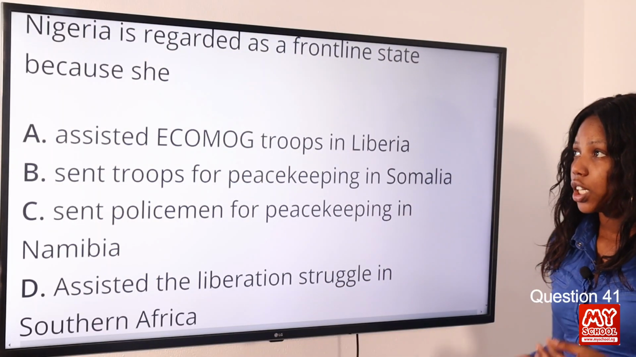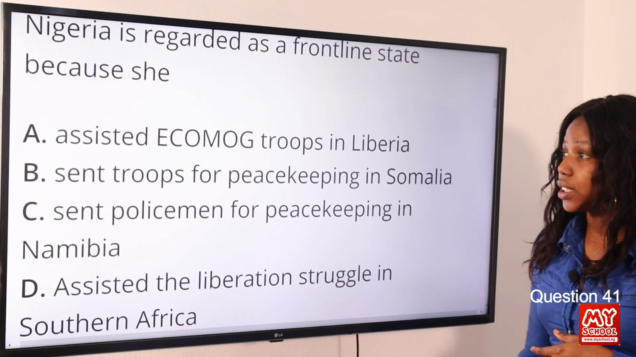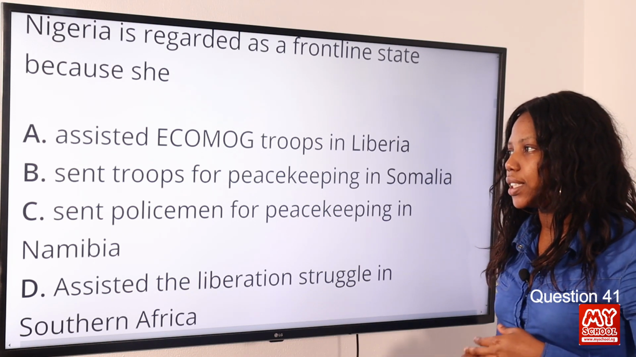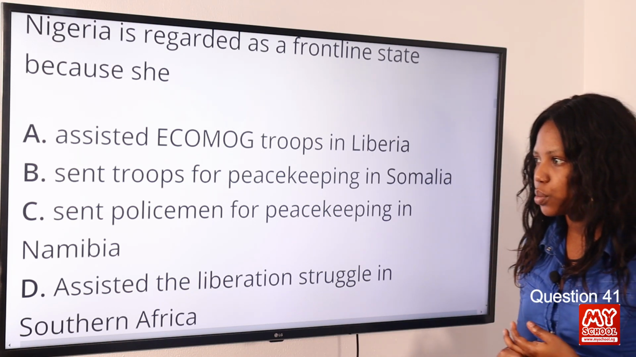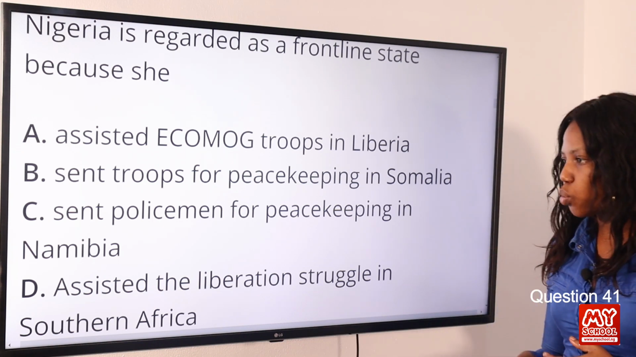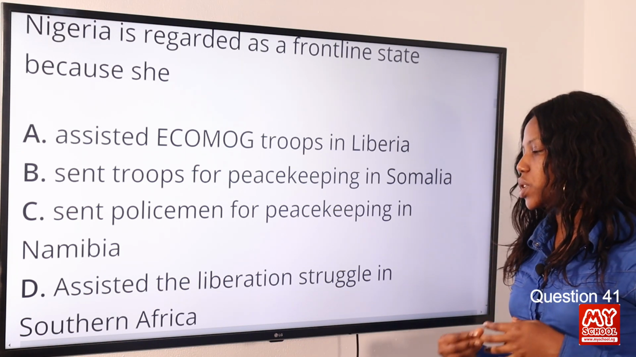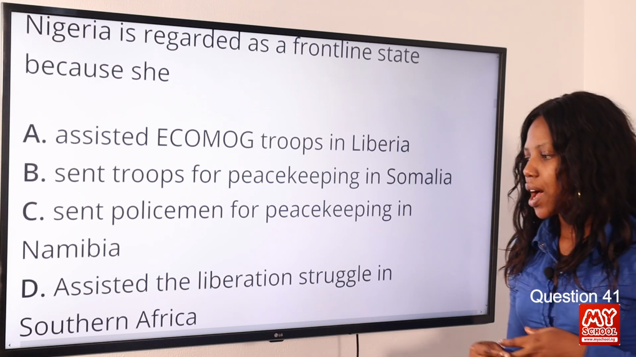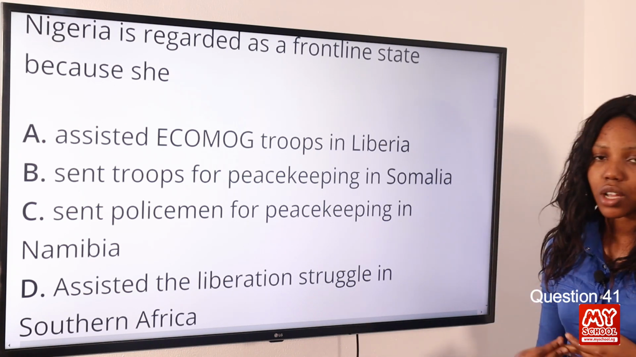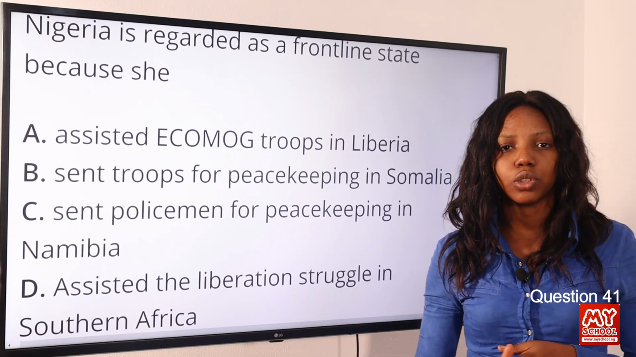Question 41. Nigeria is regarded as a frontline state because she, option A, assisted ECOMOG troops in Liberia, option B, sent troops for peacekeeping in Somalia, option C, sent policemen for peacekeeping in Namibia, option D, assisted the liberation struggle in Southern Africa. The answer to this question is option D.